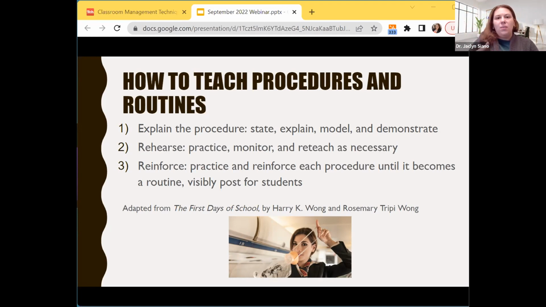I didn't have to tell them. And by week 2 and week 3, they were automatically coming in and doing that process without me having to say anything. So that is the goal, right? Very little teacher intervention when it comes to these procedures and routines. So again, to recap, we want to explain the procedure, post it on the wall, explain it, write it down, demonstrate it. This is how we do it. Have them rehearse it, make sure you monitor their behavior, reteach it if you need to, and then you reinforce it. Practice, reinforcement until it becomes a routine and you don't have to intercede anymore.